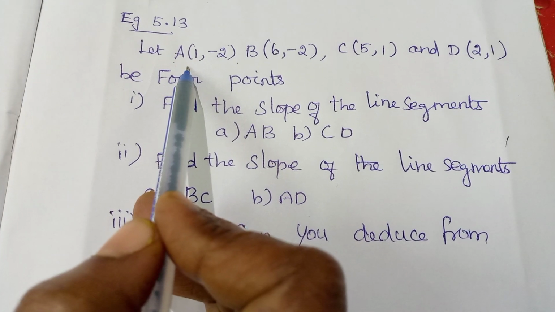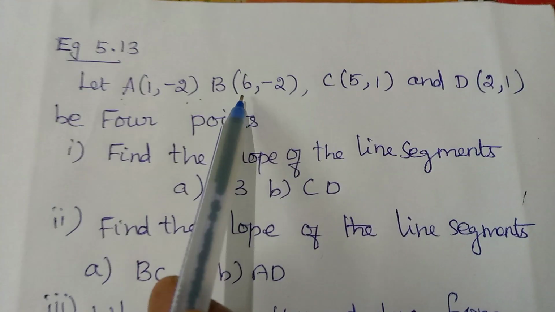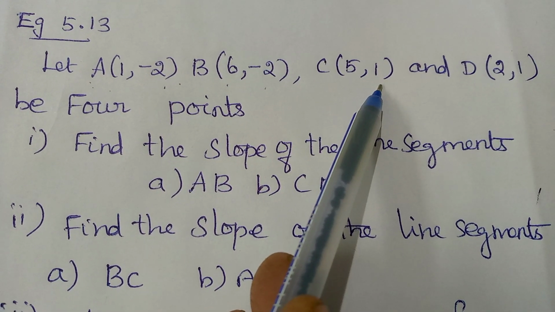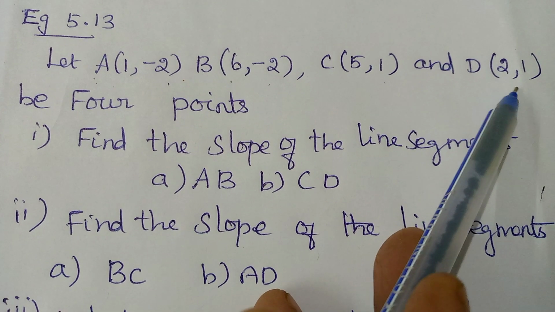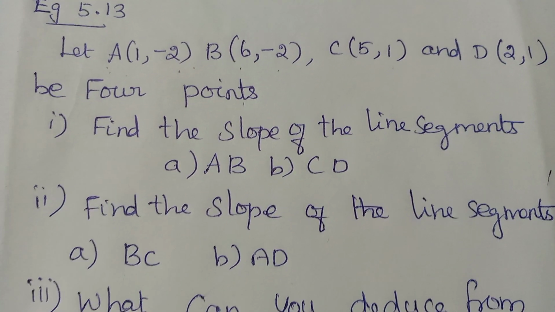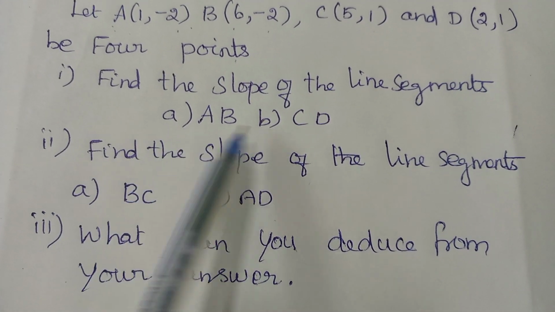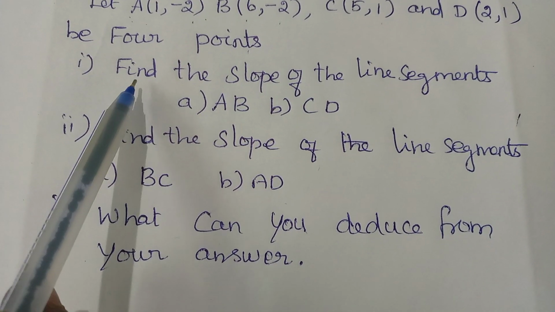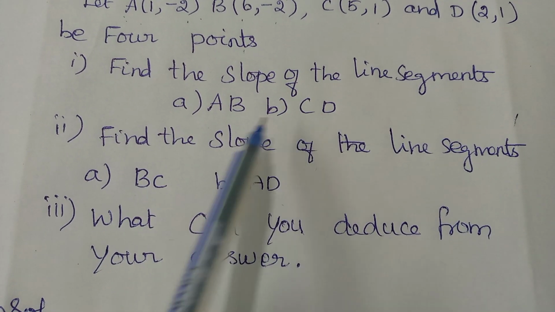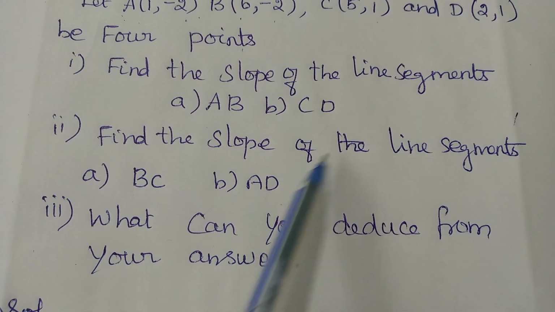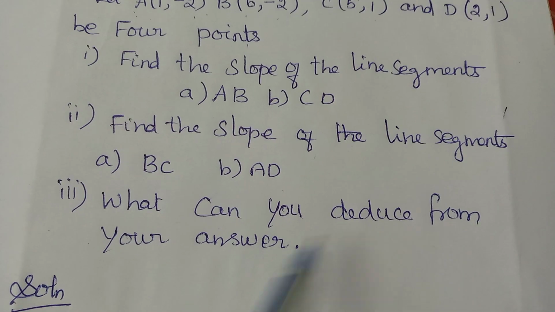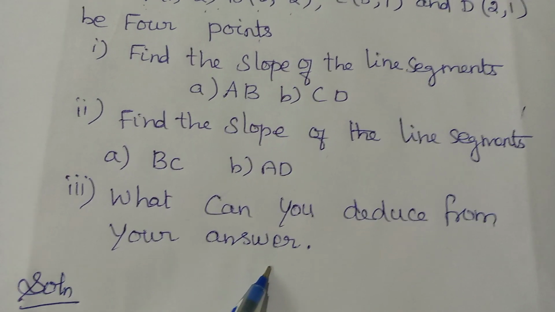Let A of 1 comma minus 2, B of 6 comma minus 2, C of 5 comma 1 and D of 2 comma 1 be 4 points. Here 3 subdivisions are there. First one is find the slope of AB and CD. Second one is find the slope of BC and AD. What can you deduce from your answer? That is third. Let us do one by one.